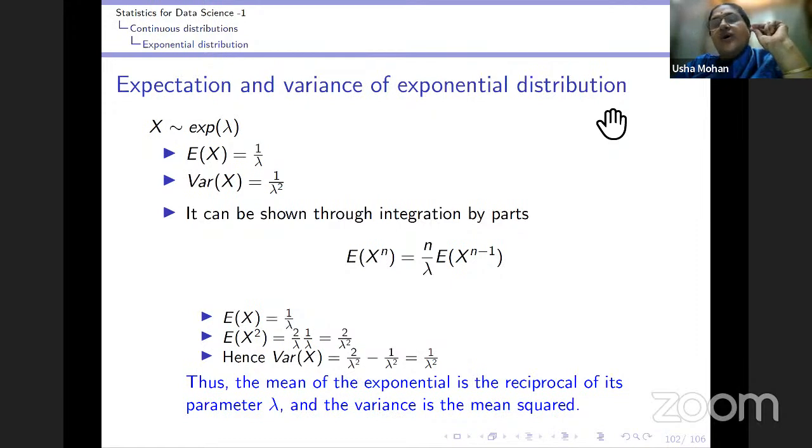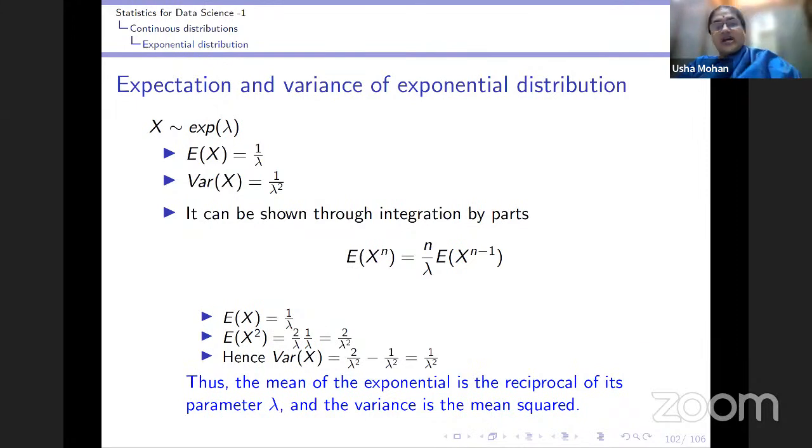So how do you use it? Suppose I know that on an average 25 people arrive in a particular day. I can find out the average number of people arriving in a bank in a particular day, and from that I know that the mean of the exponential is the reciprocal of the parameter. I can identify what the parameter of the distribution is. Once I know this parameter, I can find out the mean and the variance.